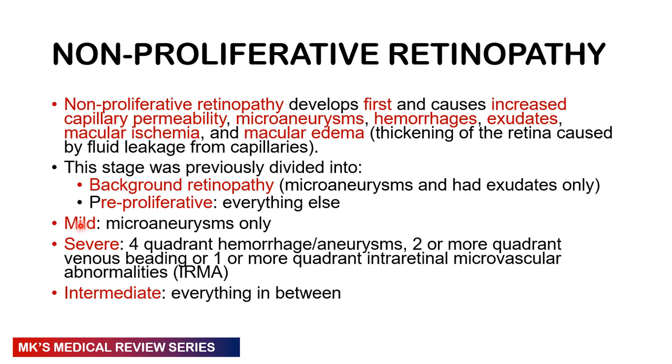So with the mild, you just have microaneurysms only. We call that mild. Then if you have severe, in all four quadrants of the fundus, you have hemorrhages or aneurysms, or in two or more quadrants, you have venous beading, or in one or more quadrants, you have intraretinal microvascular abnormalities, that's your capillary bed remodeling. Then you will refer to that as severe if you have any one of these three. Anything else in between is considered intermediate.